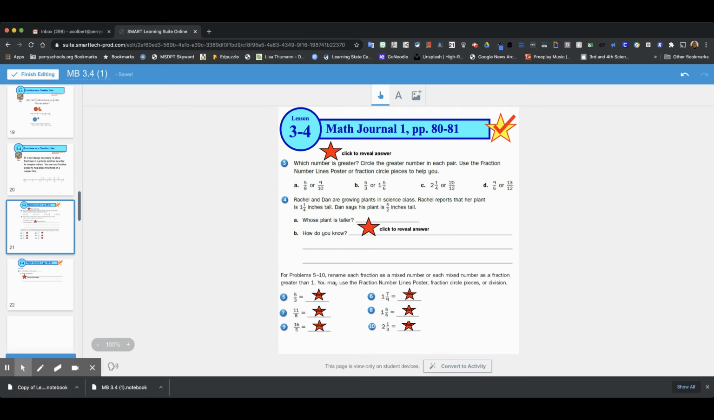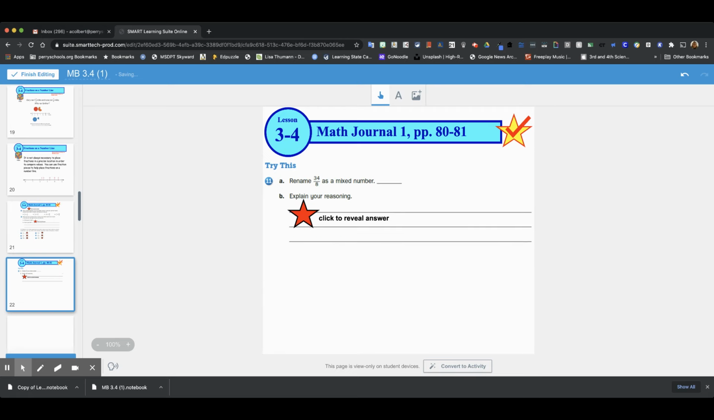For problems 5 through 10, I want you to rename each fraction as a mixed number or each mixed number as a fraction greater than 1. So you're creating equivalent names. You may use your fraction number lines poster if you can access that on the Everyday Math website, looking in the SRB. You can use the fraction circle pieces on the Everyday Math site, or you can use division, and you can also use the little trick that I showed you. And finally, for number 11, rename 34/8 as a mixed number and explain your reasoning. Explain how you did that. So pause your video now and come back and let's check our work.